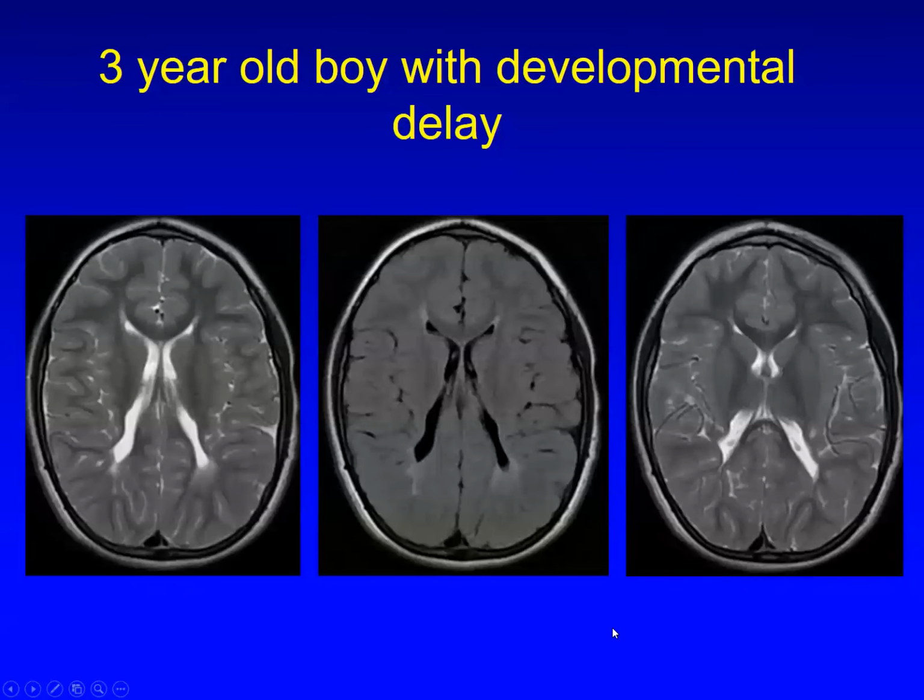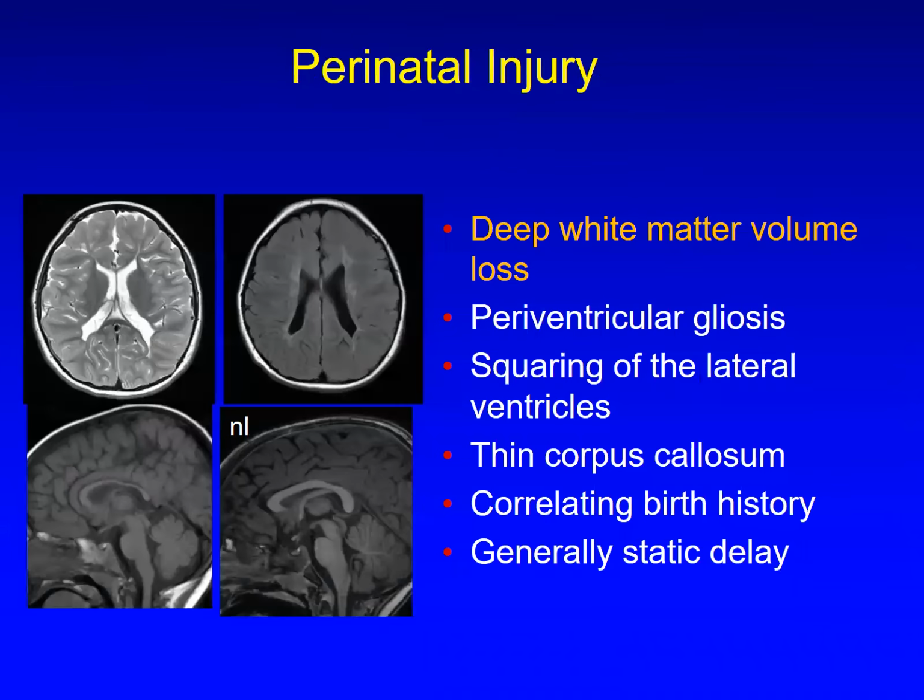And this is a very typical look for sequela of previous perinatal injury, which is characterized, I think, for me, predominantly by the deep white matter volume loss. There is usually associated gliosis, although that can be variable depending on how premature or not the patient is when the insult occurs. Typically, you will have, though, this really significant white matter volume loss, squaring of the lateral ventricles. The corpus callosum, again, showing that central white matter volume loss, will be thin.